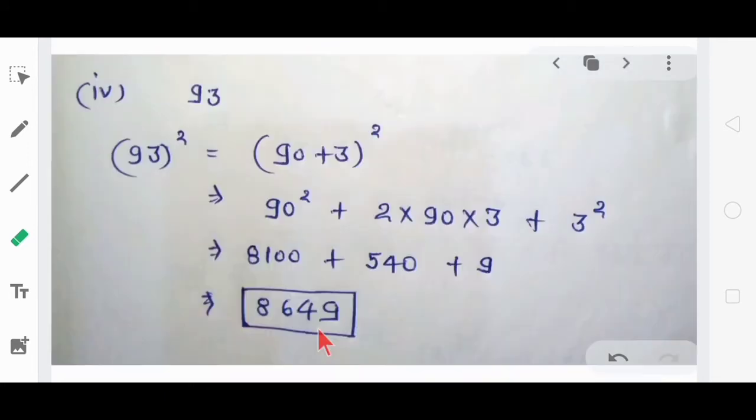Similarly, we have another question. Find the square of 93. So 93 can be written as 90 plus 3. Now again we have 90 square, then we have 3 square. The multiplication of 90 and 3 can be written twice. So we can directly write 2 into 90 into 3. Solve this question. The square of 90 is 8100. The square of 3 is 9. And the multiplication of these numbers is 540. Now add these numbers. Our result is 8649.